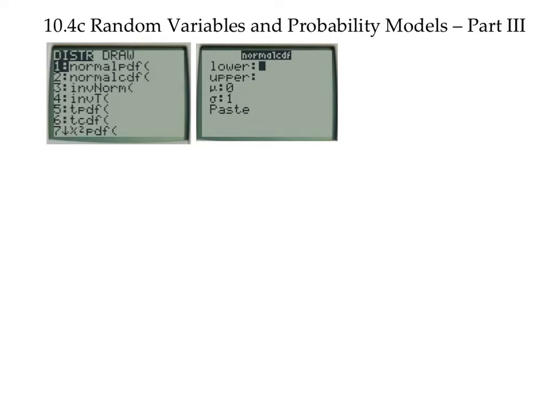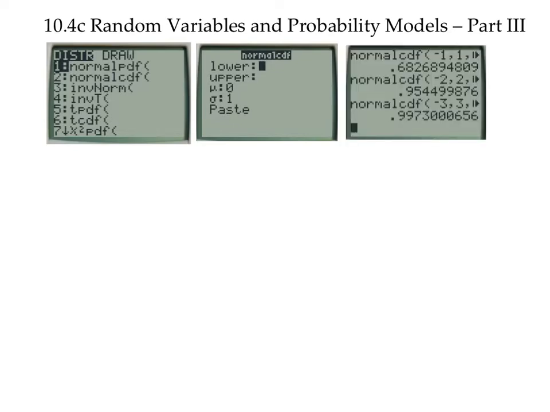Here you're asked for the lower value, the upper value, and notice that the mean of 0 and standard deviation of 1 have already been pasted in for you. Those are the default values, and that takes you to what's called a standard normal distribution, which has a mean of 0 and a standard deviation of 1. So if I want to find the percentage of the population that's between one standard deviation below the mean and one above the mean, I would put in values of -1 and 1 for lower and upper.